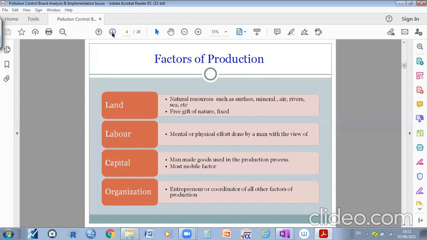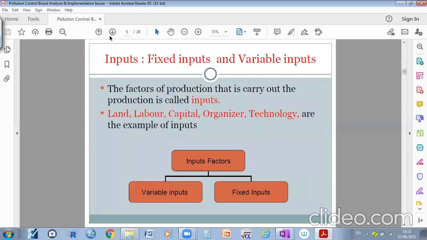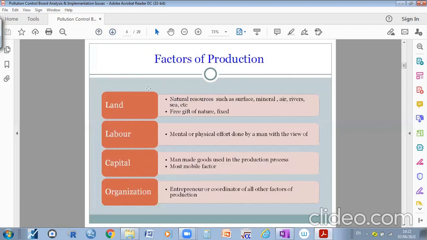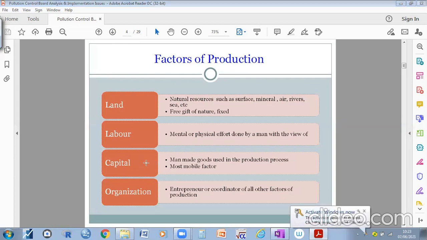So these are the factors of production mainly. Don't think that these four are the only factors of production. There are other factors of production also. As I told you, the fertilizers, pesticides, chemicals, seeds, and experience or age. These are all types of inputs which can influence production.